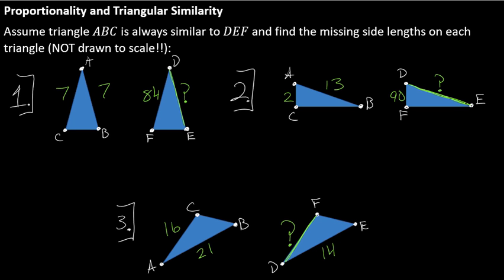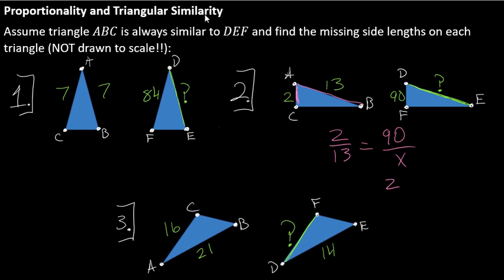So here we've got some more examples, right? I'm going to do number 2 for you. Number 1 and 3 I'm going to leave for you to do on your own. Okay, so here we're being told to assume that triangle ABC is similar to triangle DEF. So we're going to go ahead and use proportionality here. So we're going to say short is to long, so 2 is to 13 as short is to long that we don't know.